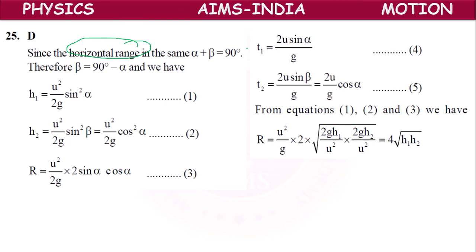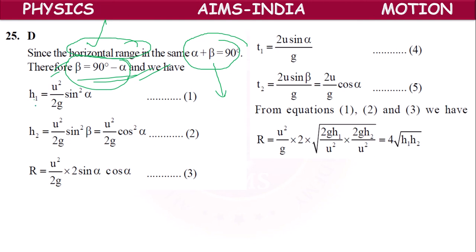So we have alpha plus beta equal to 90 degrees. For complementary angles of projection, for that kind of angles only, the ranges will be the same. So alpha plus beta equal to 90 degrees, beta equal to 90 minus alpha. Why are we writing like this? Because the horizontal range is the same.